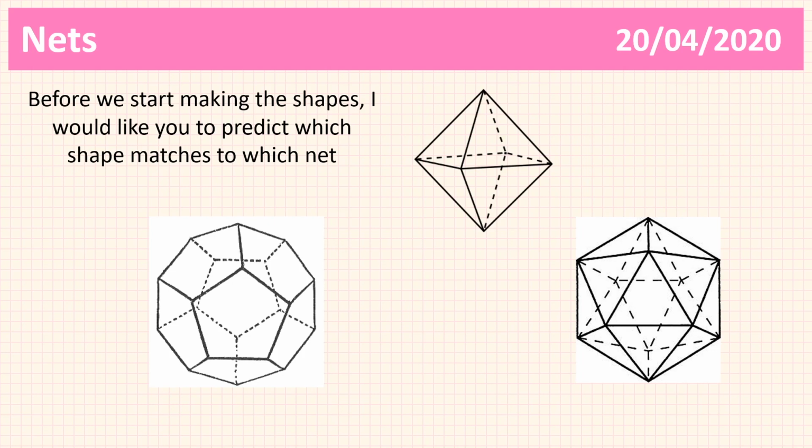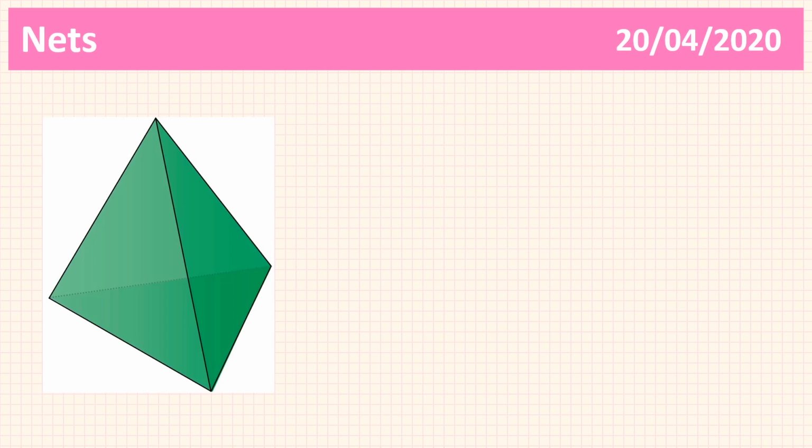So let's have a look at a net to try and see if we can find a net from a 3D shape. So here's our 3D shape. This is a triangle-based pyramid. And it's made up of 1, 2, 3, 4 triangles. That's what it's made up of. It's made up of 4 triangles.